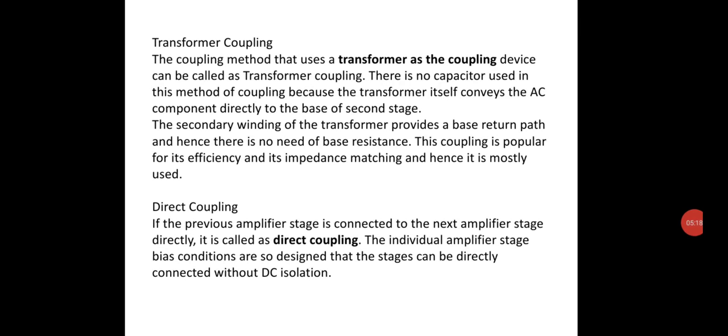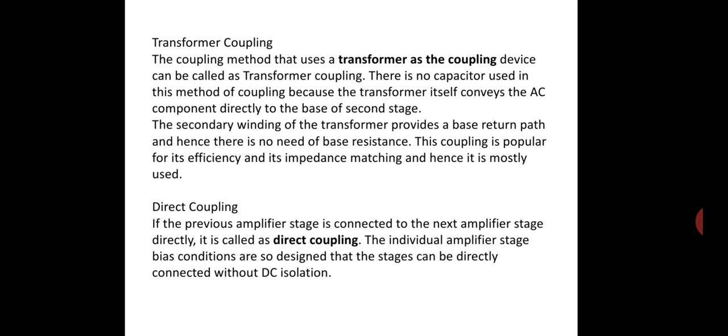Transformer coupling, in which we use a transformer as the coupling device, is called transformer coupling. No capacitor is used in this method of coupling because the transformer itself conveys the AC component directly to the base of the second stage. The second winding of the transformer provides a base return path and hence there is no need for base resistance. This coupling is popular for its efficiency and its impedance matching, and hence it is mostly used.